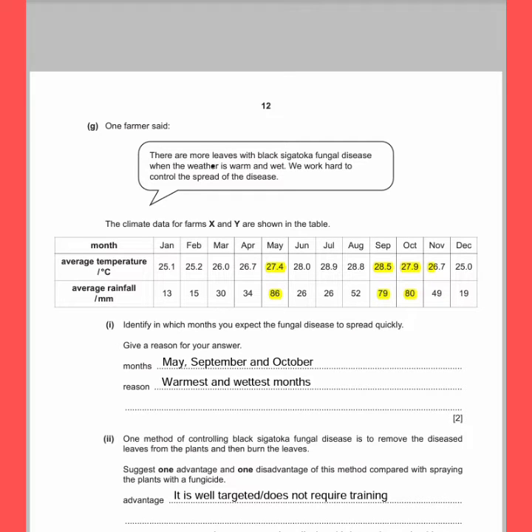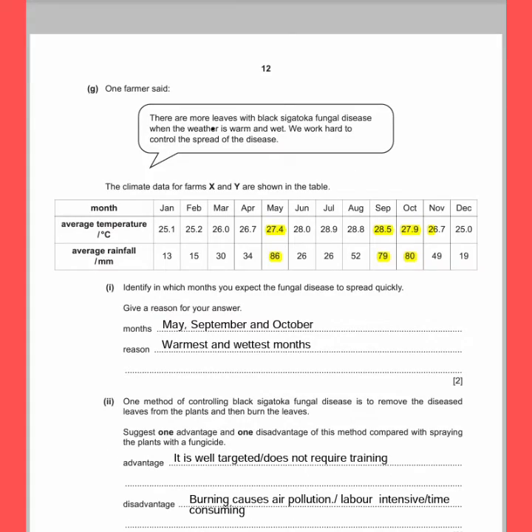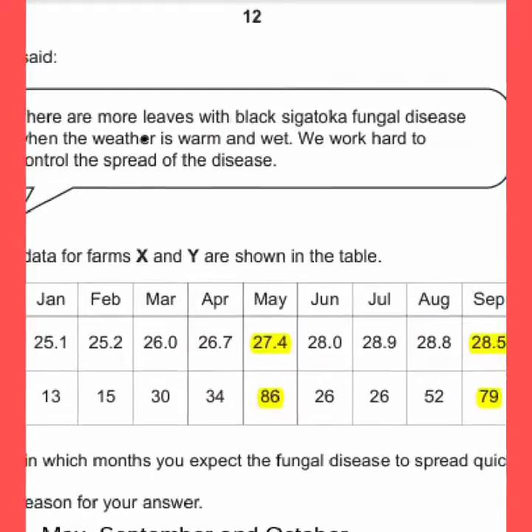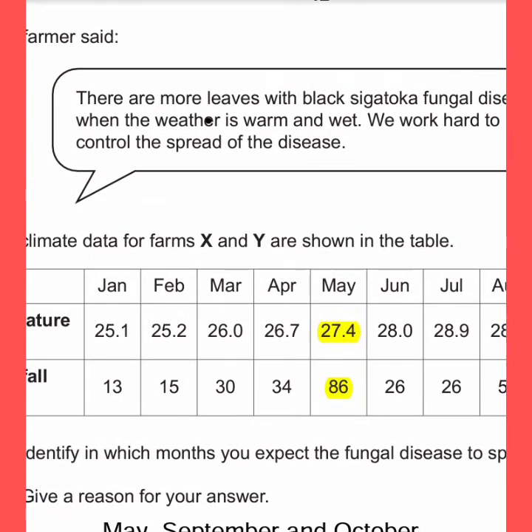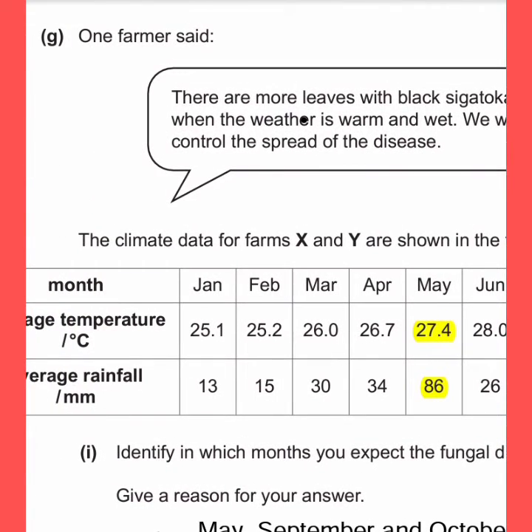Next we have, one farmer said there are more leaves with black sigatoka fungal disease when the weather is warm and wet. Okay, so we have 2 conditions, that the weather should be warm and wet if we have more leaves with sigatoka fungal disease. Okay, so the weather is warm and wet.